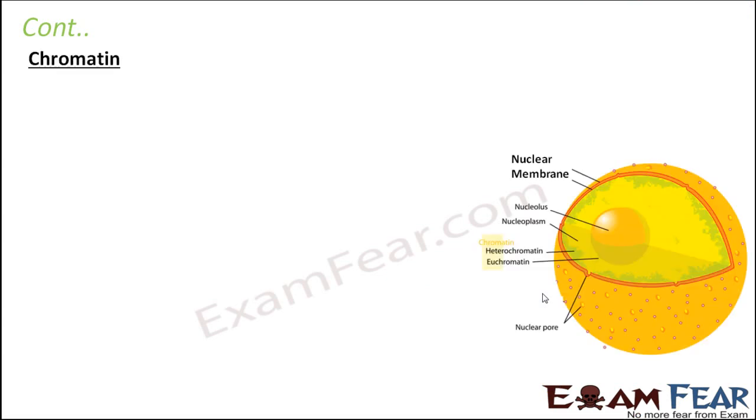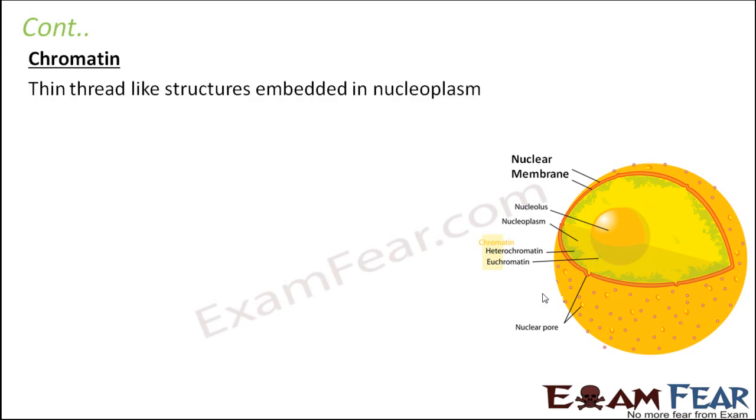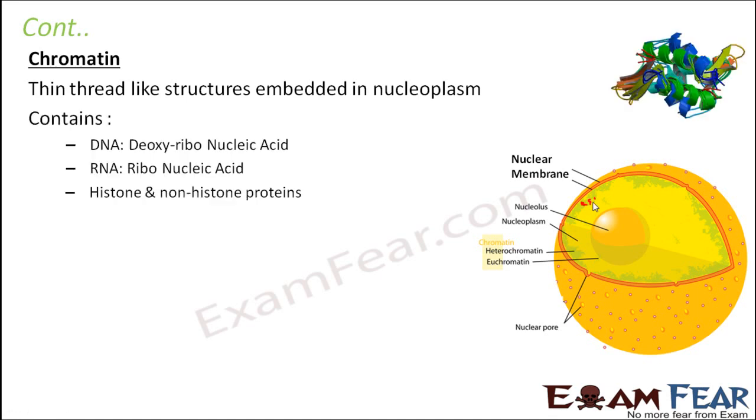We will now talk about chromatin. So let us see what chromatin is. As I said, these are thin thread-like structures which are embedded in the nucleoplasm. Here they look as if it is some green colored area, but actually these are all small thread-like structures. So what is it composed of? It is composed of DNA, RNA and histone and non-histone proteins.